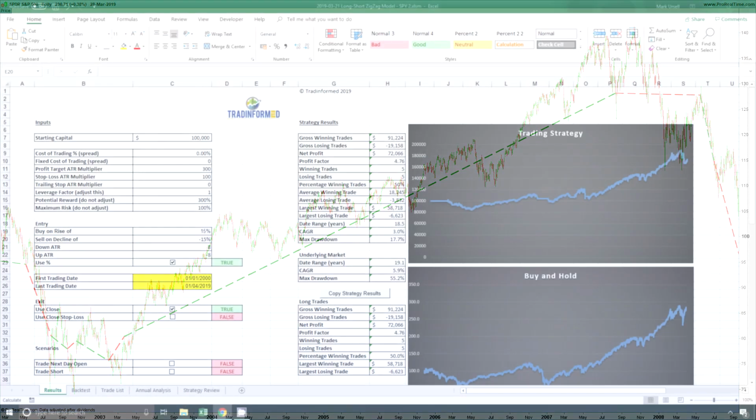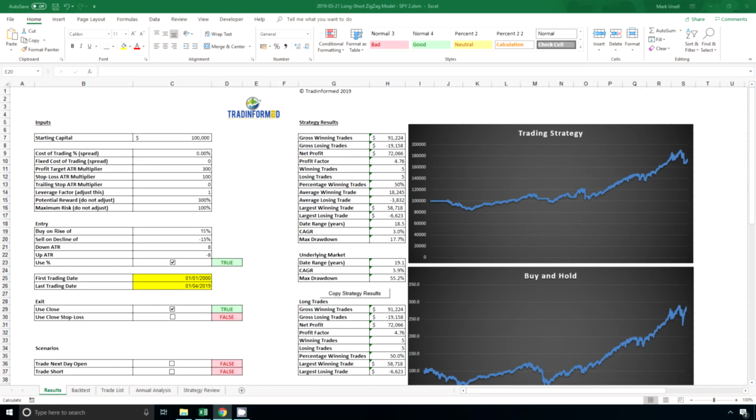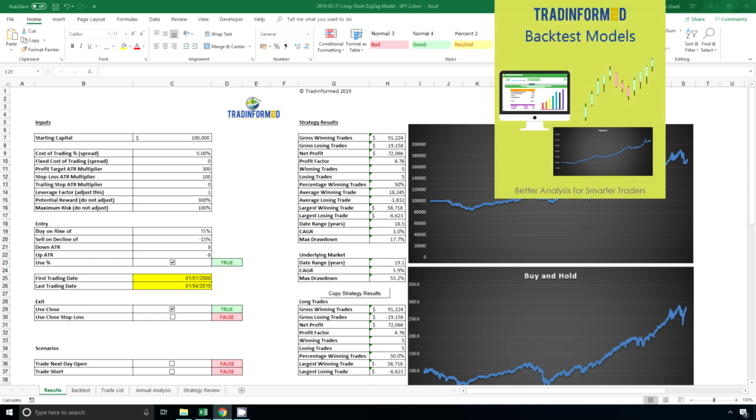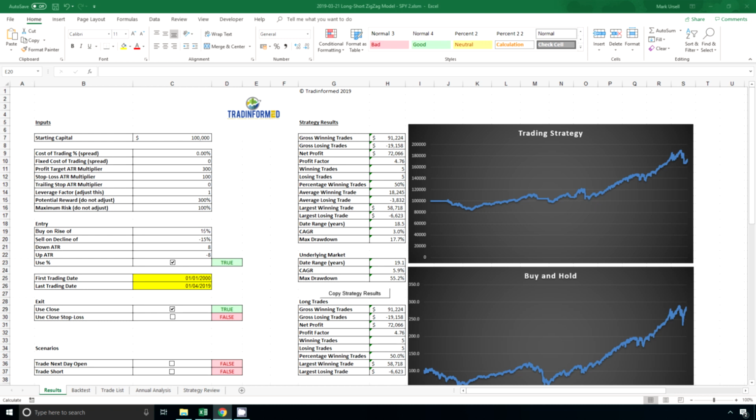On the screen at the moment is the backtest model that I have used to test the Zig Zag Indicator. Now this is a TradeInform backtest model and there is a link on the screen if you'd like more information about these backtest models that you can use to test your own trading strategies in Excel.